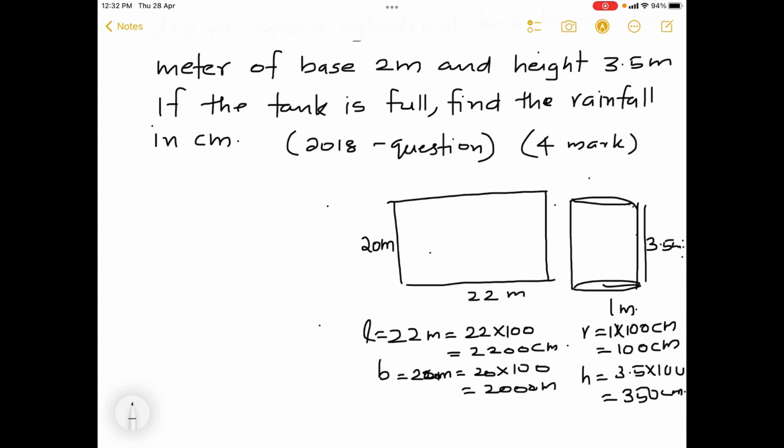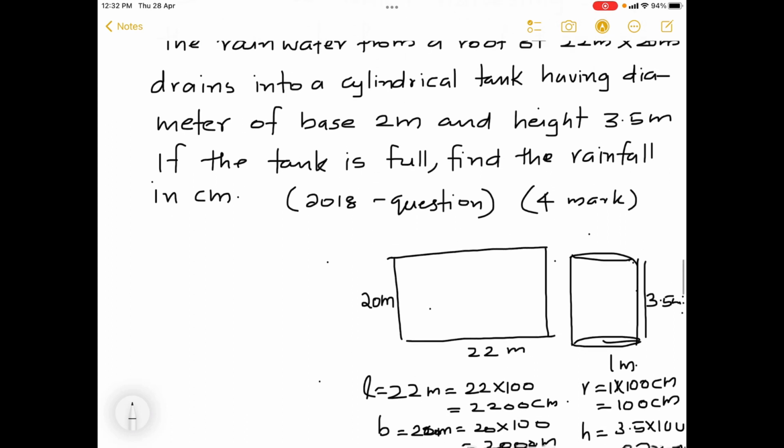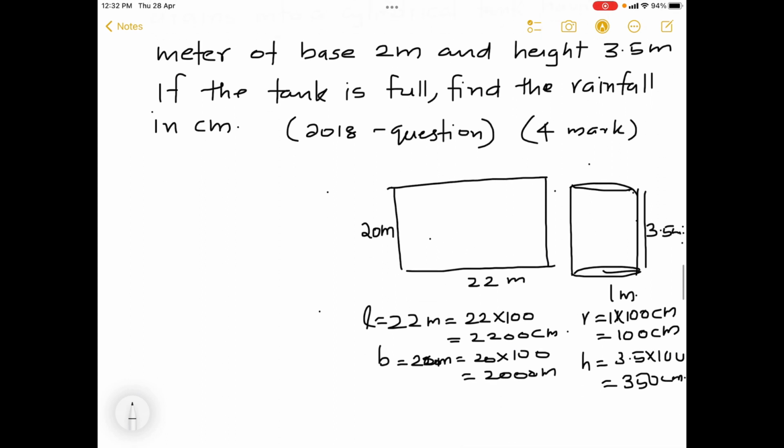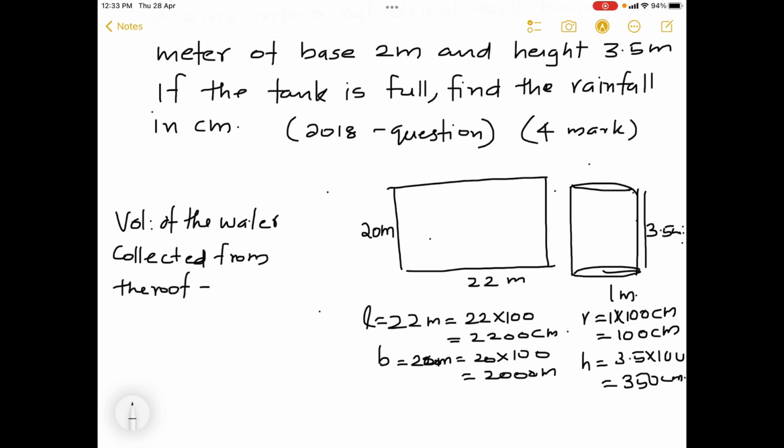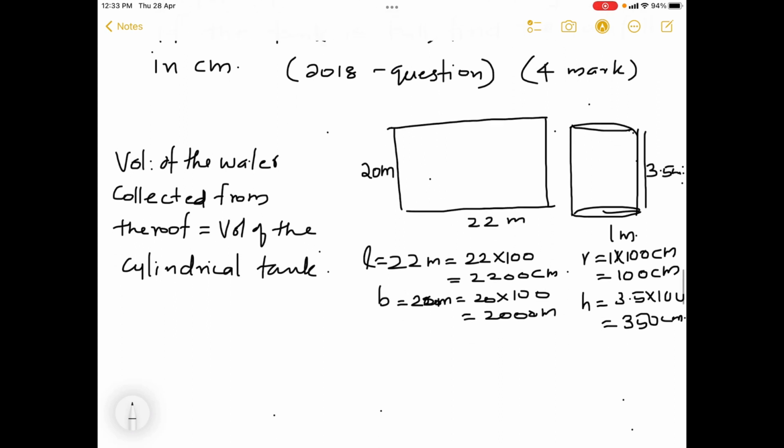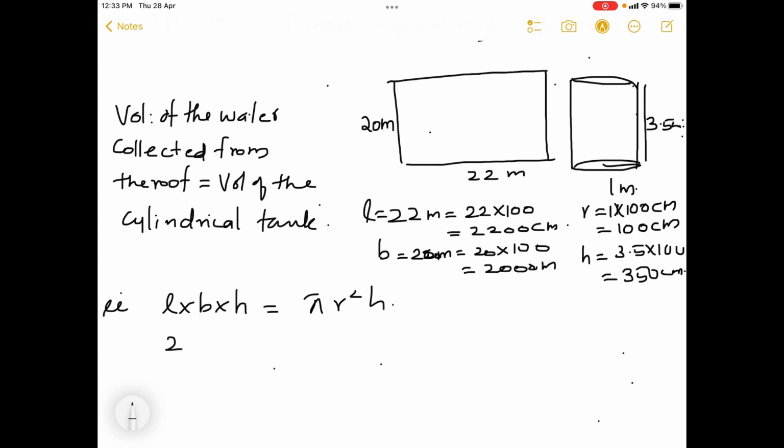Volume of the rainfall on the roof is equal to volume of the water in the tank. Volume of the water collected from the roof is equal to volume of the cylindrical tank. That is L into B into H is equal to pi r square H.